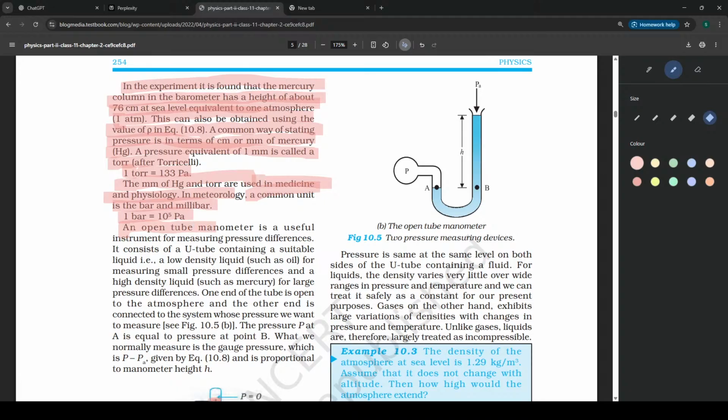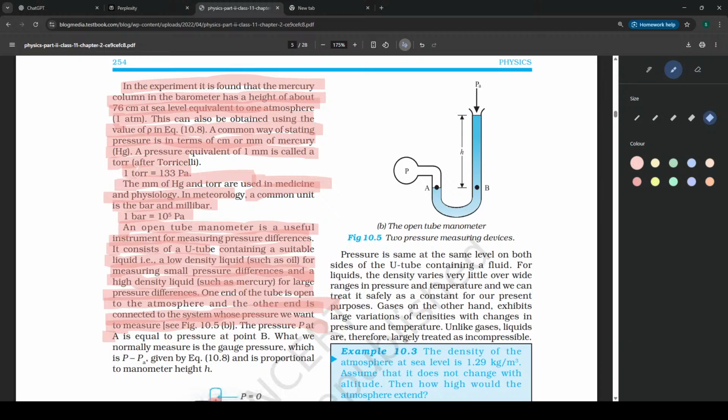An open tube manometer is a useful instrument for measuring pressure differences. It consists of a U tube containing a suitable liquid, that is a low density liquid such as oil for measuring small pressure differences, and a high density liquid such as mercury for large pressure differences. One end of the tube is open to the atmosphere and the other end is connected to the system whose pressure we want to measure.